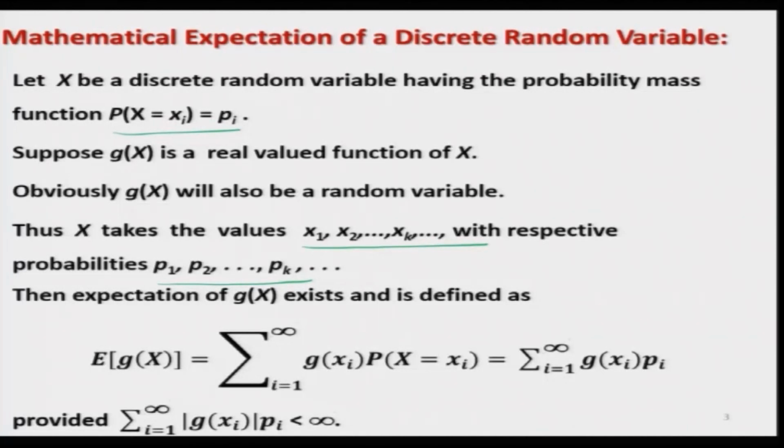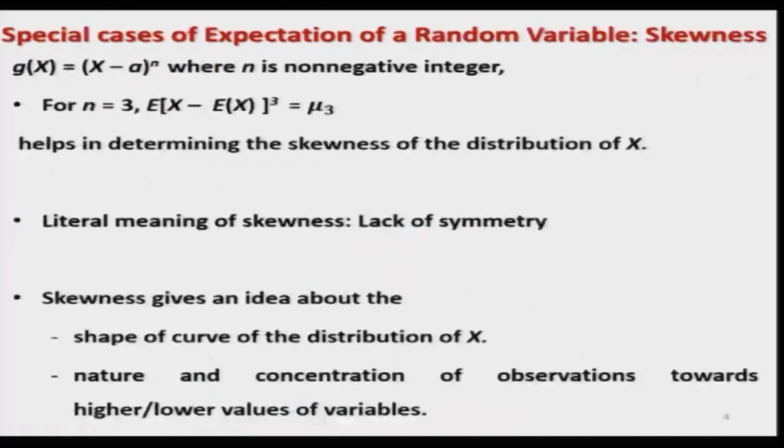And g(x) is also here a random variable. So, in this case the expected value of g(x) can be obtained as a summation i goes from 1 to infinity g(x_i) probability of X equal to x_i, which is actually summation i goes from 1 to infinity g(x_i) p_i. And this value can be obtained provided this summation exists, for which the condition is that summation of i goes from 1 to infinity absolute value of g(x_i) into p_i is a finite value.